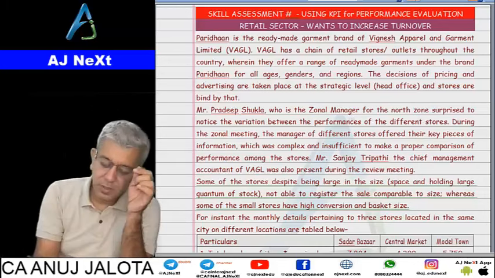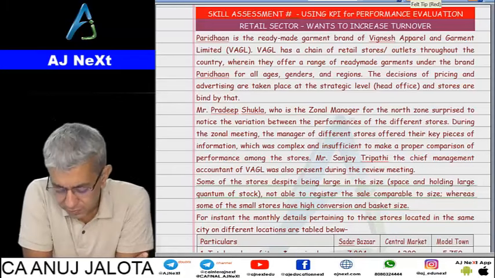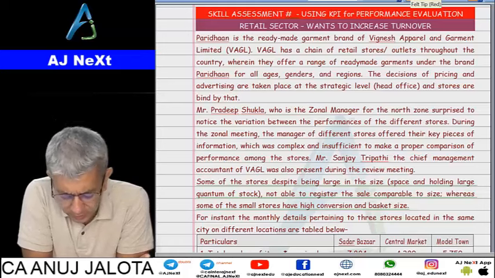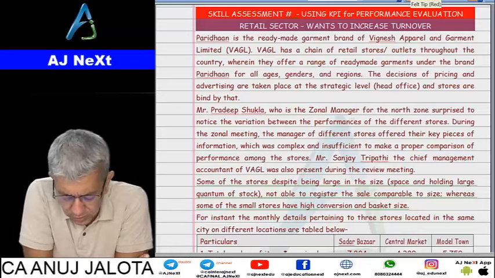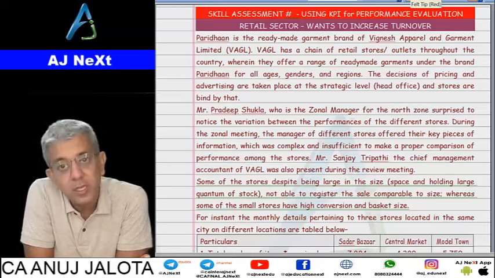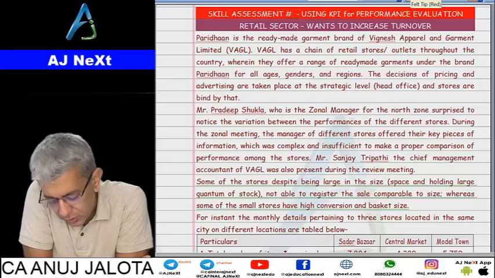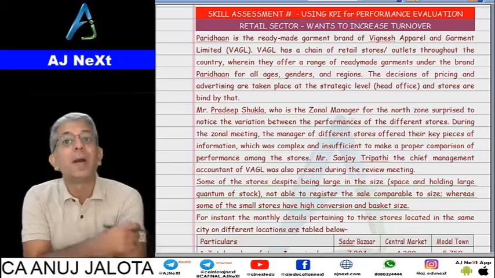Let's start. Paridhan is a ready-made garment brand of, I'll say, VAGL only. VAGL has a chain of retail stores outlets throughout the country, wherein they offer a range of ready-made garments under the brand Paridhan for all the ages, genders and regions. The decision of pricing and advertisement are taken at a strategic level and the stores are bound by that.